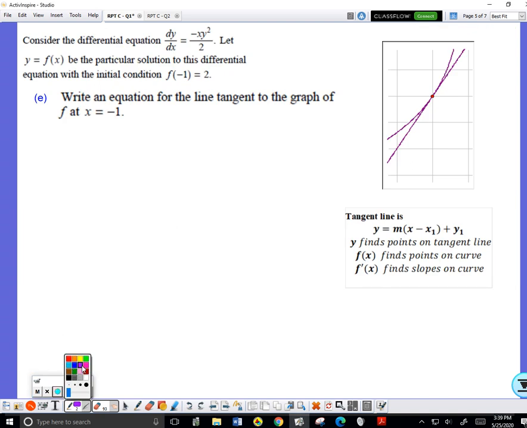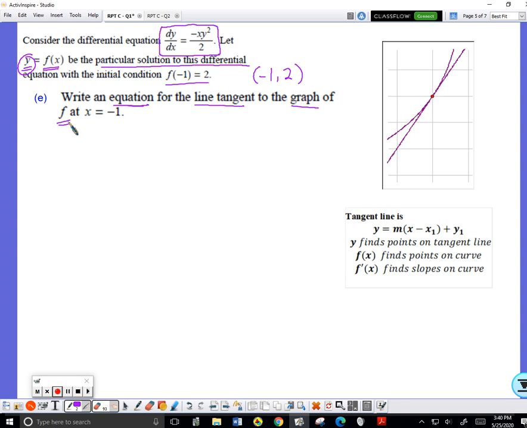Okay, consider the differential equation. So that's an equation for finding the slope of some curve. Let y, or f of x, be the particular solution. So this equation, y, is going to be how we find the points on a curve. And one of the points on the curve is -1, 2. Write an equation for the line tangent to the graph of f.